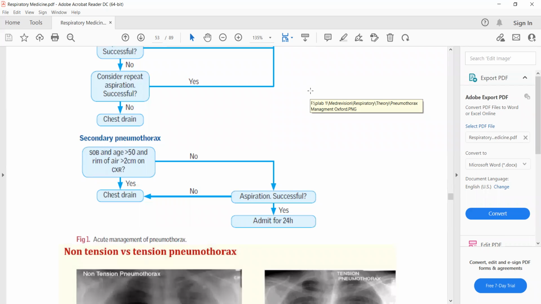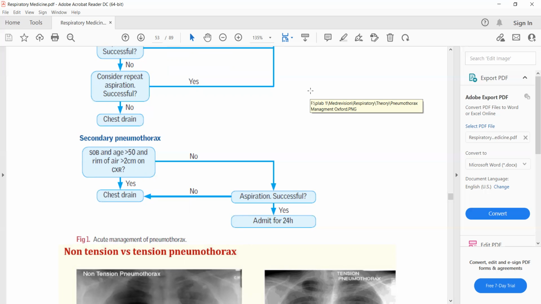So then we'll remove the chest drain. If needle aspiration is successful, we will admit the patient for 24 hours to see if the patient further develops any pneumothorax. And if he does not develop any pneumothorax, then he can be just discharged after 24 hours. While if needle aspiration is unsuccessful, remember that in primary spontaneous pneumothorax, we'll attempt 2 needle aspirations. And if they are unsuccessful, we'll put the chest drain.